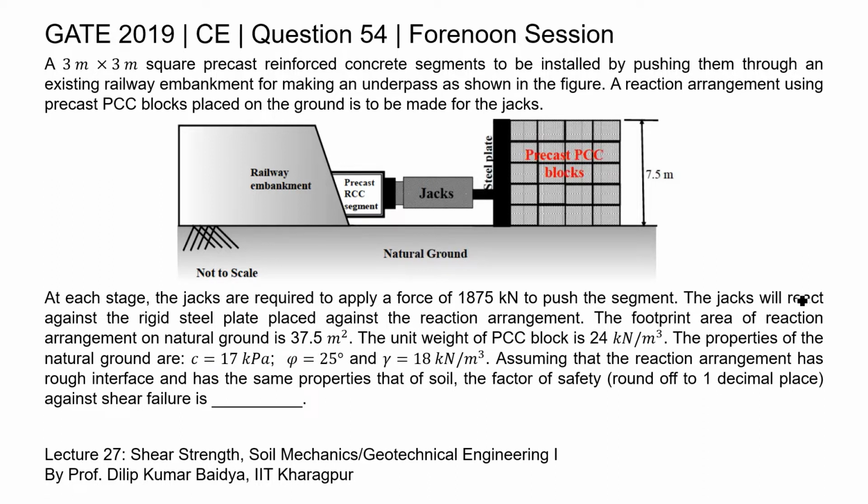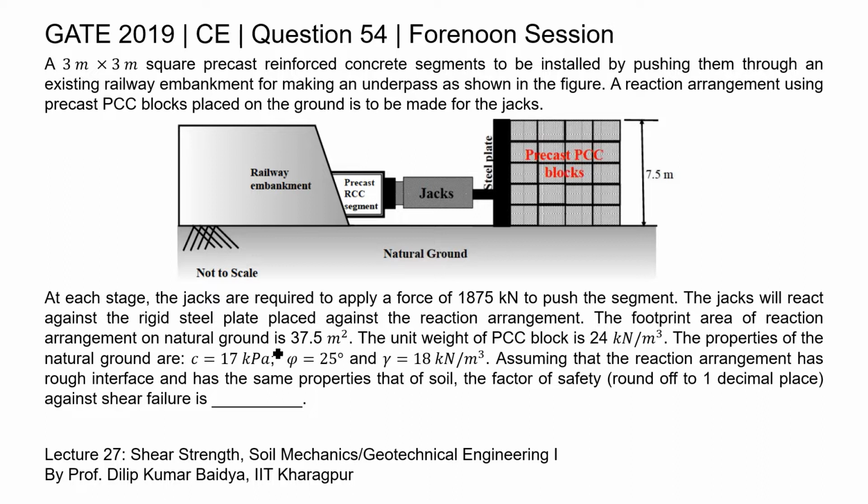The jacks will react against the rigid steel plate placed against the reaction arrangement. The footprint area of reaction arrangement on natural ground is 37.5 meter square. The unit weight of PCC block is 24 kN per meter cube. The properties of the natural ground are C is equal to 17 kilopascal, phi is equal to 25 degree and gamma is equal to 18 kN per meter cube. Assuming that the reaction arrangement has rough interface and has the same properties as that of soil, the factor of safety against shear failure is.